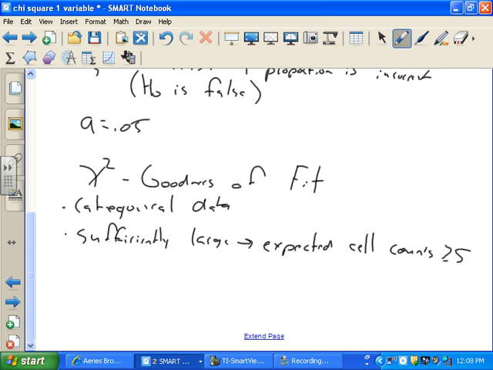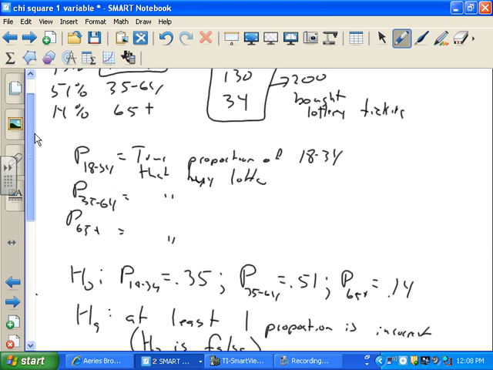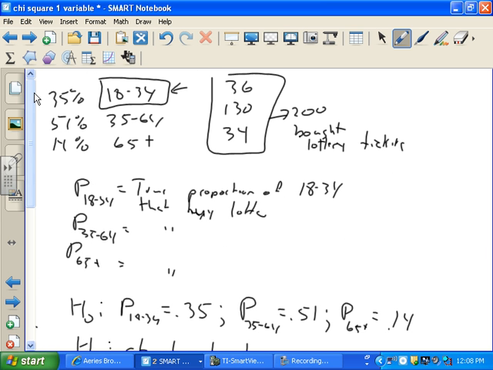Our expected cell counts will be, if there's 200 people and I hypothesize that 35% are in the 18 to 34-year-old demographic, then my expected value, this is my actual data here, my expected data will be 200 times 0.35. And that should make sense. 35% of 200, and I don't know what that is. 70?